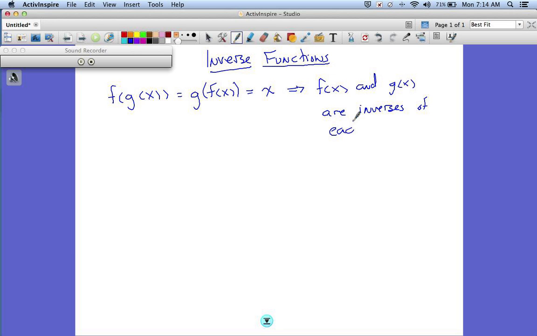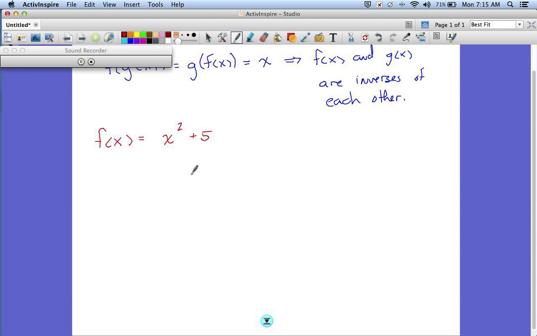So today we're going to try to find out, if we want to find the inverse of f, what is in fact f inverse? So it's a pretty simple process. Let's take a basic function here to start with. We'll do a quadratic, f of x equals x squared plus 5. And I'm going to go through a couple different options you have for determining the inverse.